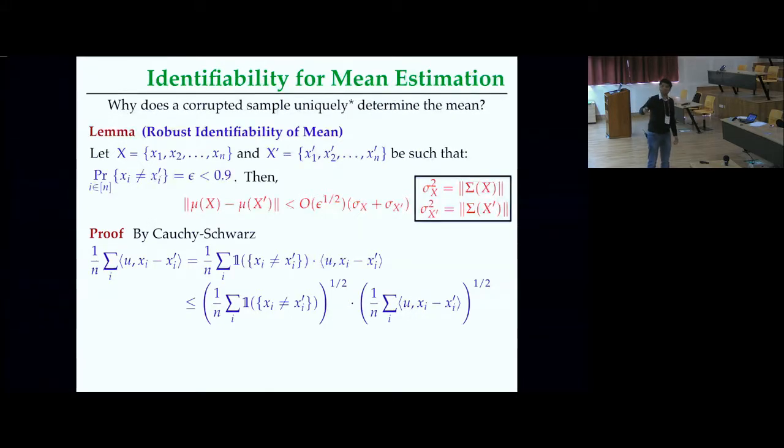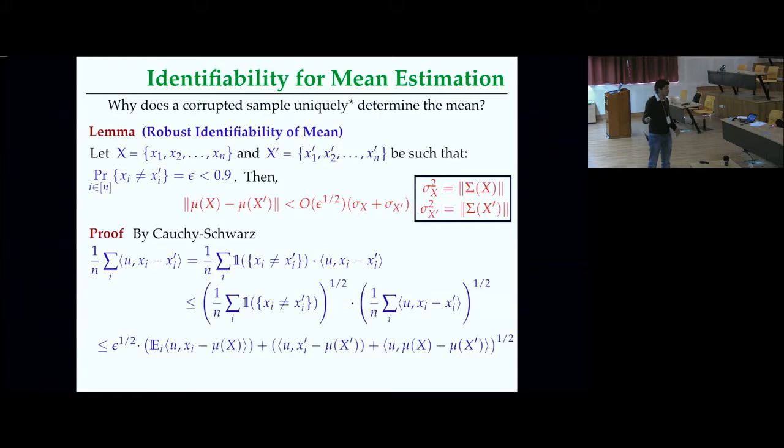But the only observation now is the following. The sum over i of this indicator is epsilon n, because you know that xi is not equal to xi prime in only epsilon n positions. When I divide by n, I have epsilon coming up here. So this is epsilon to the 1/2, the first term. Okay? So I write this as epsilon to the 1/2.